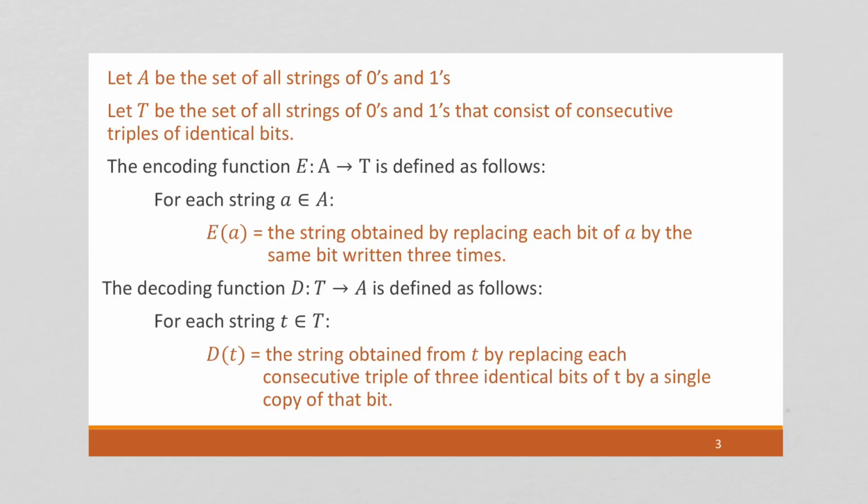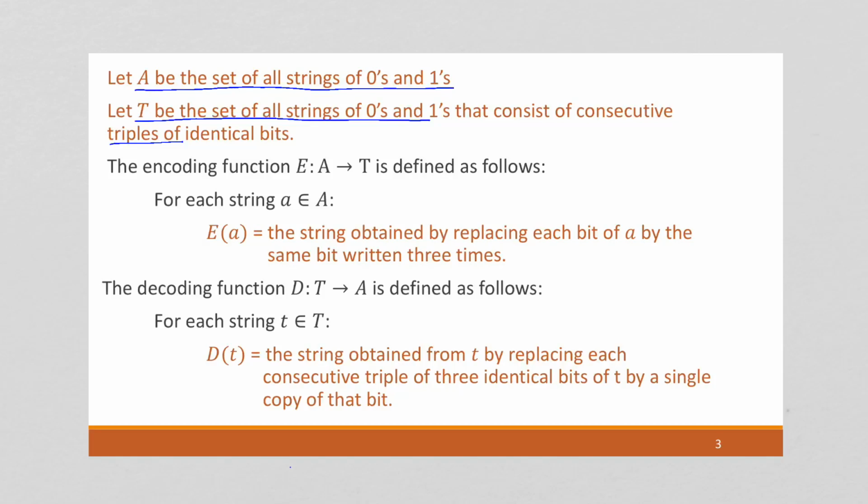So here I'm going to name a set A, and I'm going to let A be the set of all strings of zeros and ones. So A is all binary digits. And then I'm going to have T be the set of all zeros and ones that consist of consecutive triples of identical bits. So these are exactly the 2 sets we were talking about on the previous page.